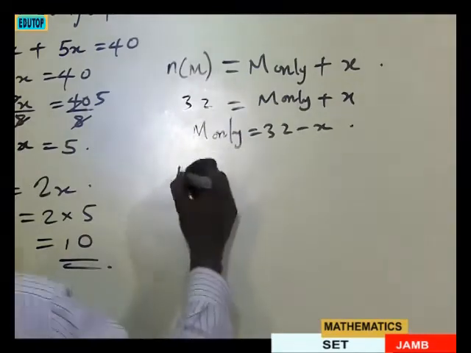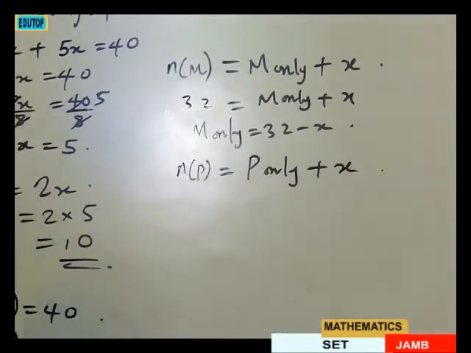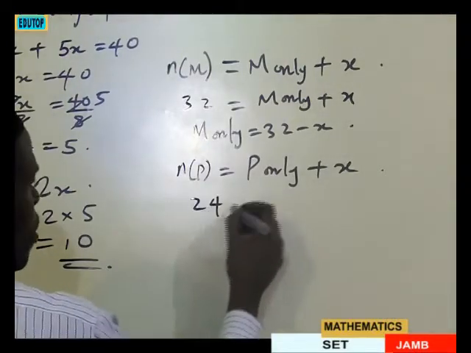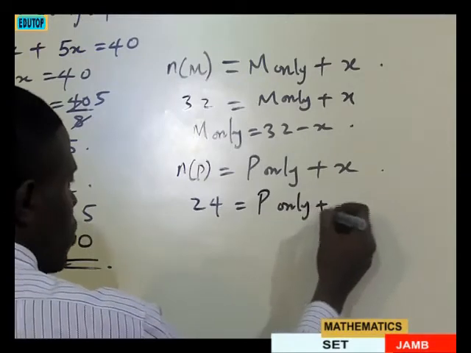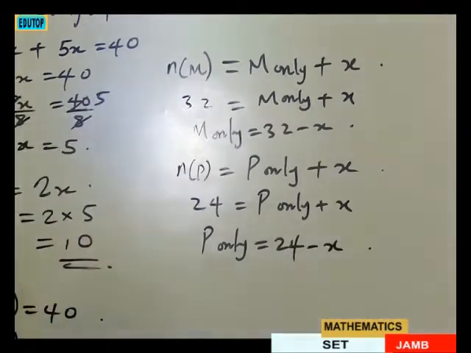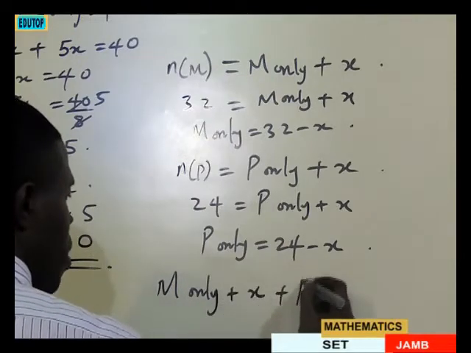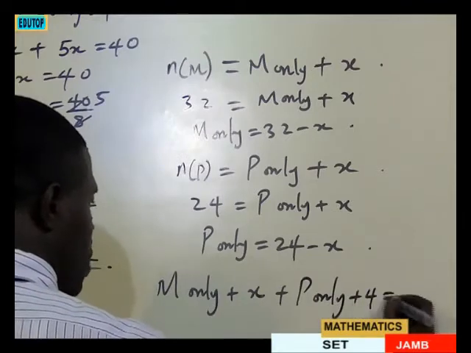Then number of physics. Number of physics will definitely be physics only plus X. Then what is the number of physics? 24 equals physics only plus X. So physics only will definitely be 24 minus X. Then, having gotten that, we know that the number that will make up the total will be this plus this plus this plus the one that is outside. That's neither. So I'm going to have M only plus X plus P only plus 4 must be equal to what? 40.